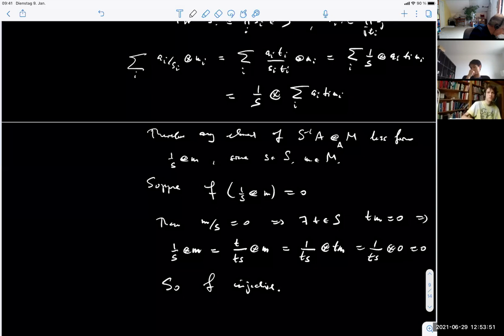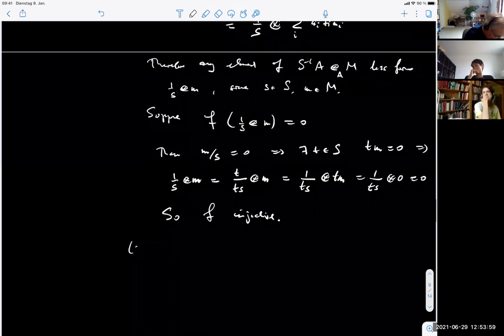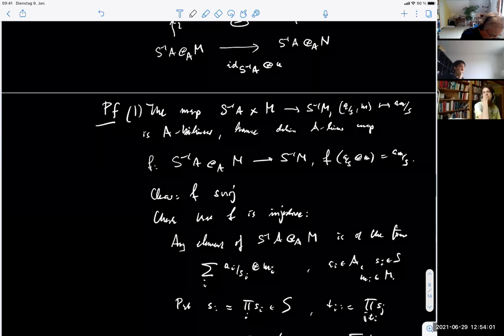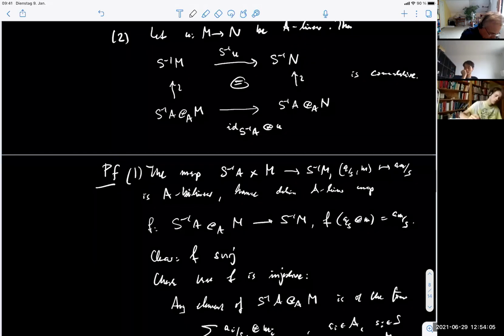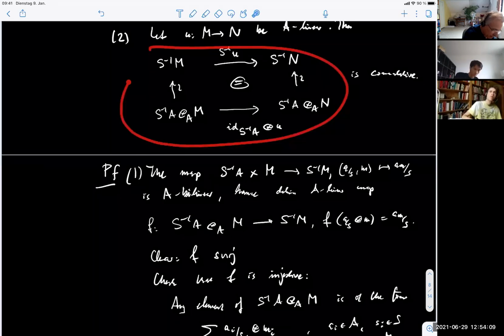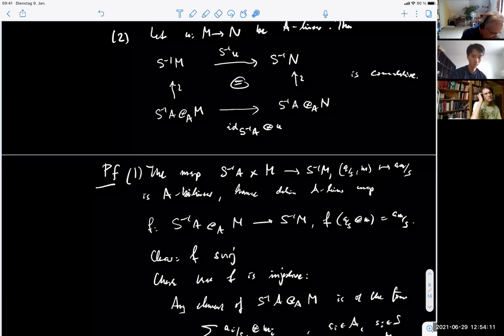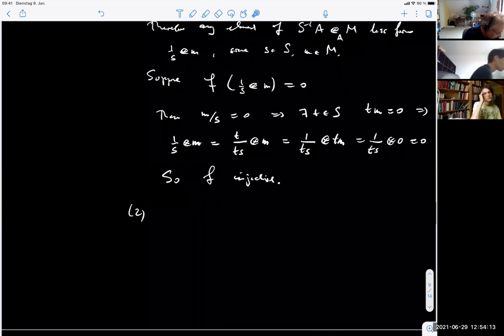And how about the other part? This was part 1. Part 2 is the commutativity of the diagram. There's not so much to it. We just write down what the maps do and check that it's the same. So let me verify. Let me write it down.